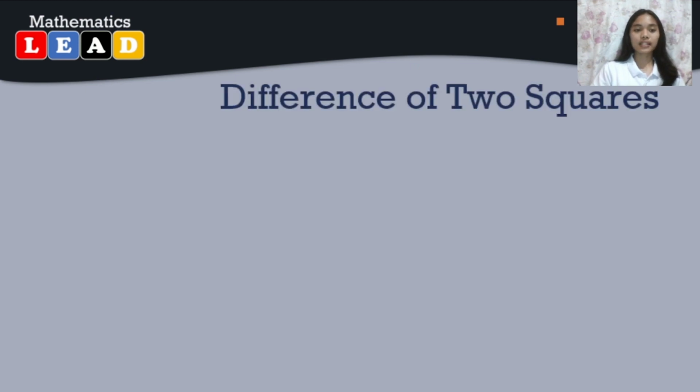Our next topic is difference of two squares. This is a squared number that is subtracted from another squared number. Every difference of squares can be factored according to this identity: a squared minus b squared is equal to the quantity of a plus b times the quantity of a minus b. These are some examples.